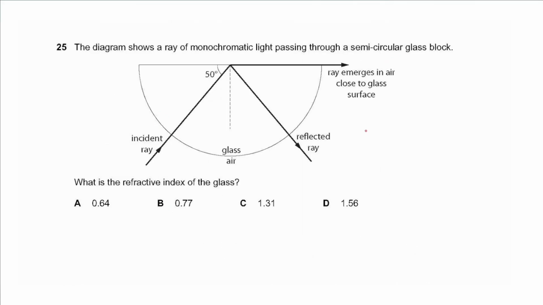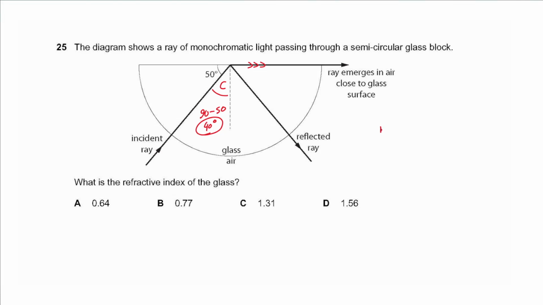Question 25 says the diagram shows a ray of monochromatic light passing through a semicircular glass block. What is the refractive index of the glass? Since the ray of light refracts along the surface, or parallel to the surface, this means that this angle is the critical angle, which is 90 minus 50. That would be 40 degrees. So the critical angle is 40 degrees.